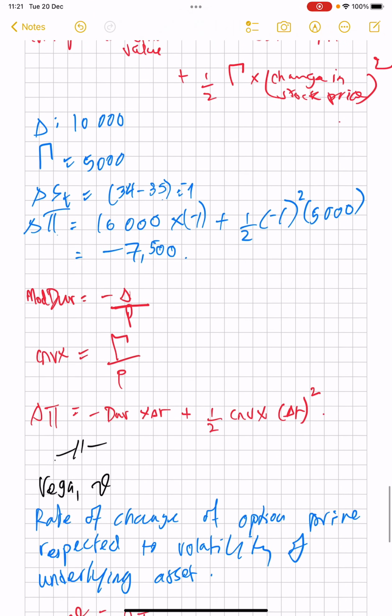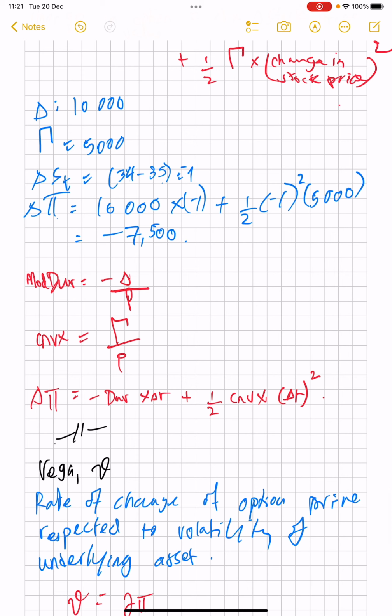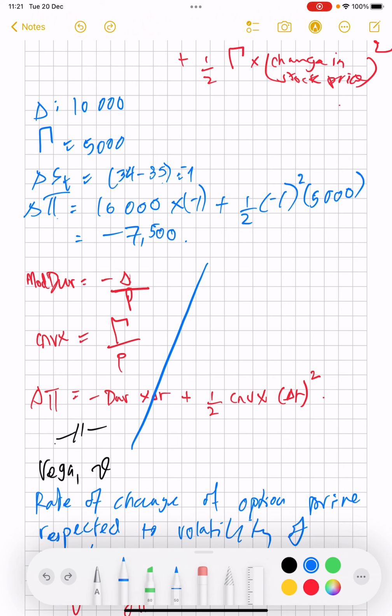So these are the things that you can derive: modified duration and convexity. That's it for today, and we'll continue with Vega in the next video.